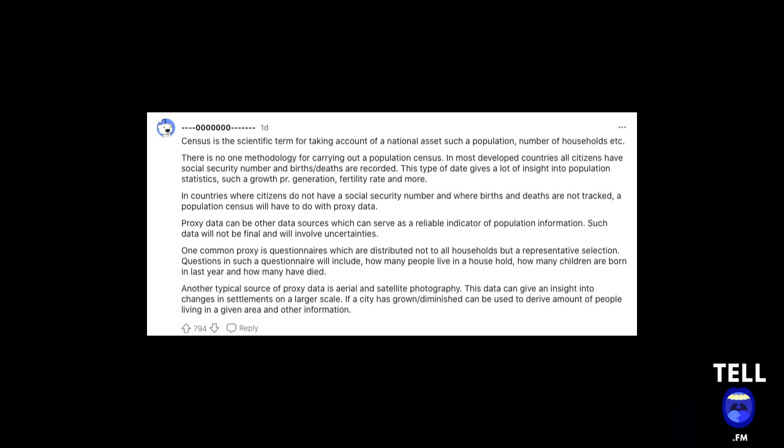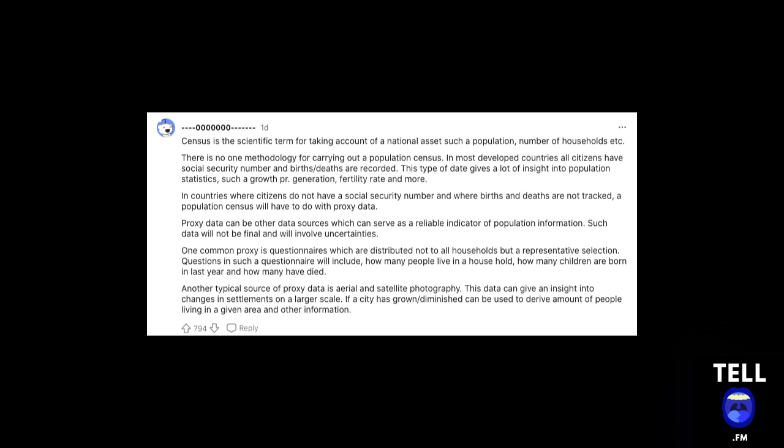In most developed countries, all citizens have a social security number and births/deaths are recorded. This type of data gives a lot of insight into population statistics, such as growth rate, generation, fertility rate and more. In countries where citizens do not have a social security number and where births and deaths are not tracked, a population census will have to do with proxy data. Proxy data can be other data sources which can serve as a reliable indicator of population information. Such data will not be final and will involve uncertainties.